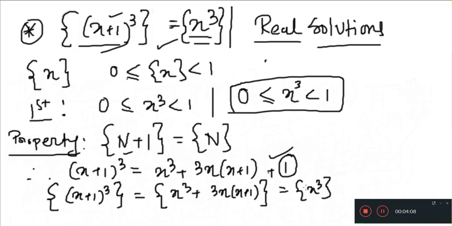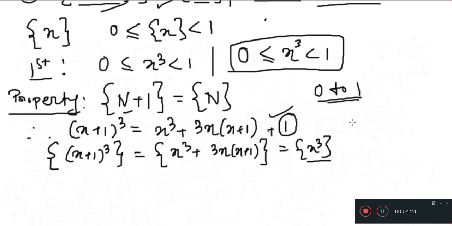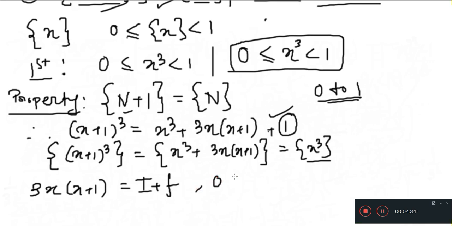Now a very important deduction from this phase. x cube is a fractional part. That means it lies between 0 and 1. Right, and the left hand side is also a fractional part. Now if 3x into (x plus 1), this thing, let's assume it's something like I plus f, where f is obviously 0 less than or equal to f less than 1, where I is the integral part. If this is true, then this equation turns into x cube plus I plus f, right?